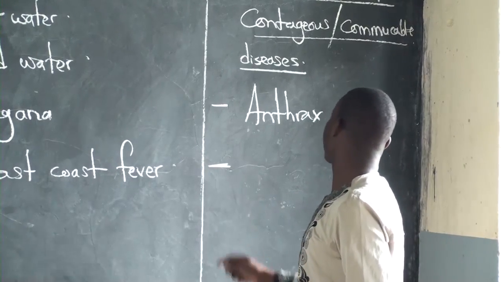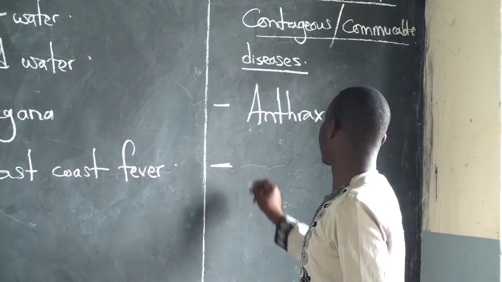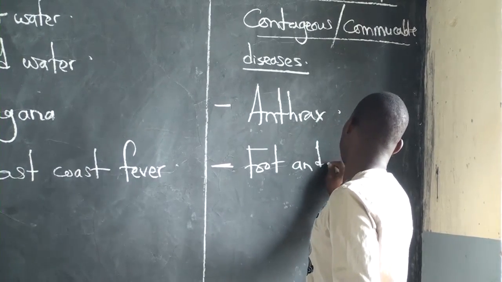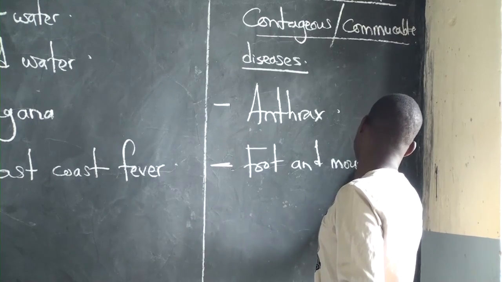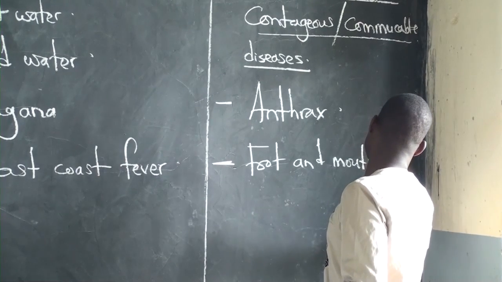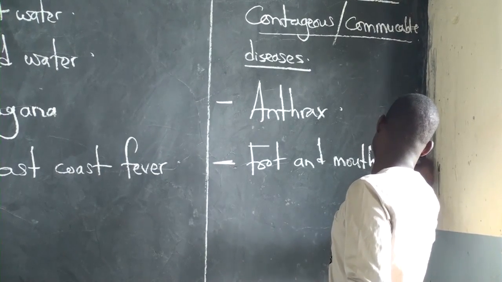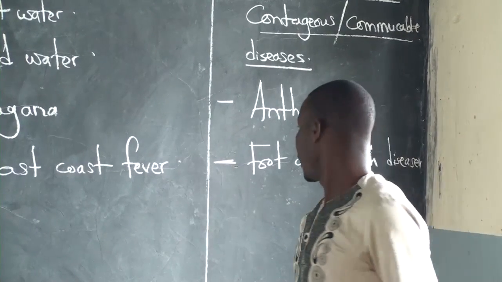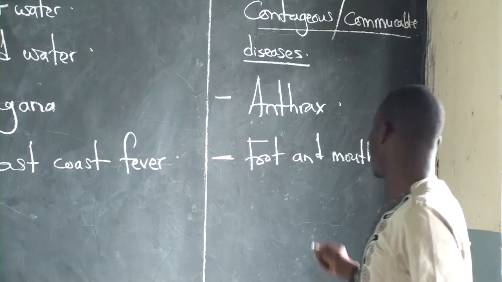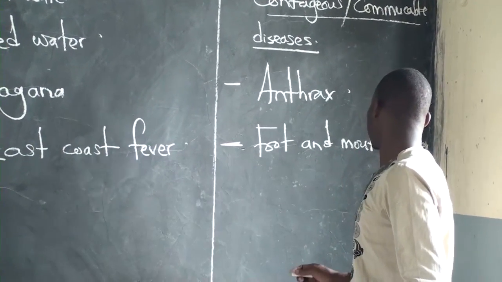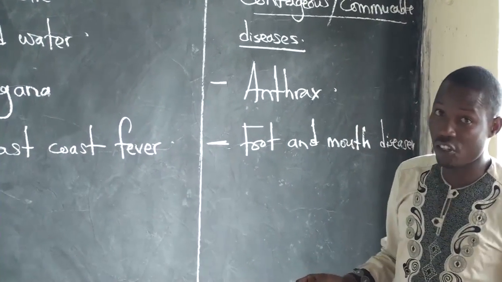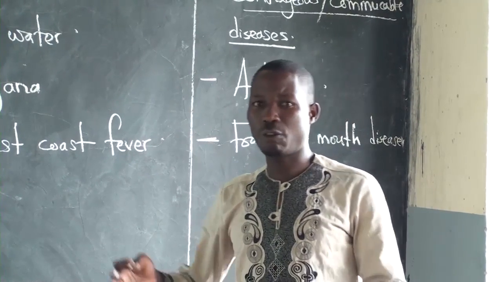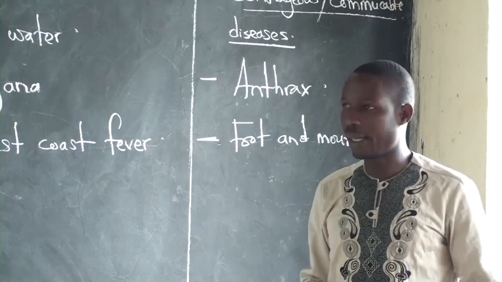We have more infectious diseases, like foot and mouth disease. This is a very common disease in cattle, both cattle and goats. So it's infectious, it can easily spread from one animal to another.